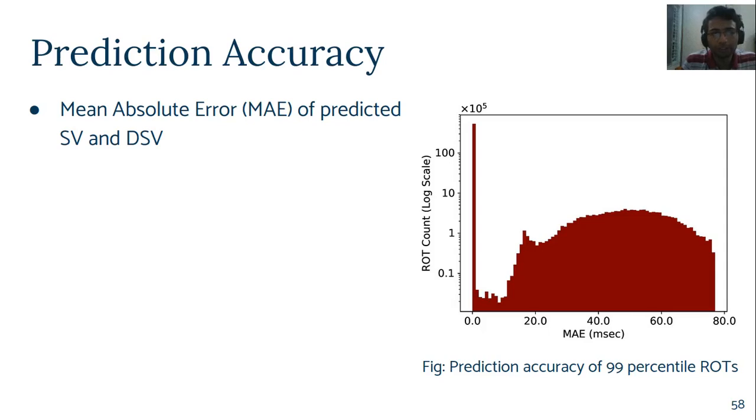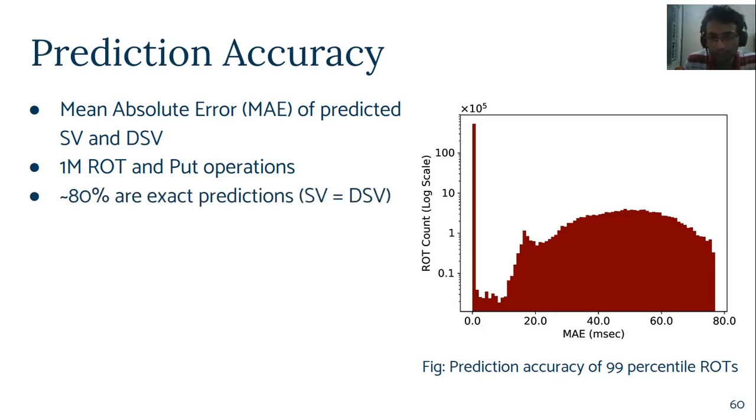So now the first question which we want to ask is, how accurate is our prediction? We use mean absolute error between the predicted snapshot vector and DSV. So the closer the snapshot vector is to DSV, the results will contain the latest version of the keys. In our experiments, we run 1 million ROT and put operations. And as you can see in the graph, around 80% of the predictions were exactly the same, which means snapshot vector was equal to DSV.